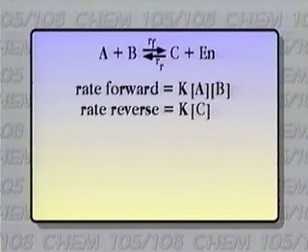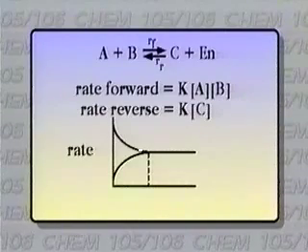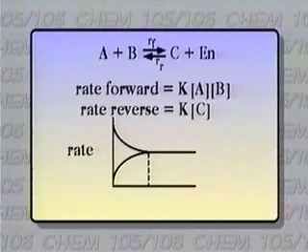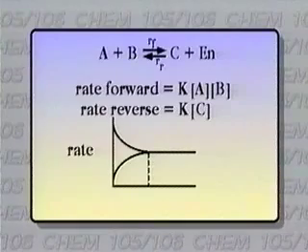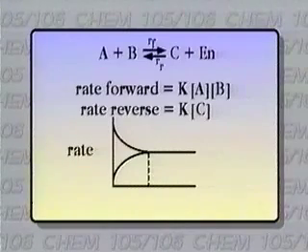Now, if we were to take a look at these two rates of the reaction, we're going to look at the rate now. If we look first of all at the forward rate and think about it for a second, keep in mind that we have a closed container. As the reaction proceeds to form C, what's happening to the concentration of A and B? Anyone?